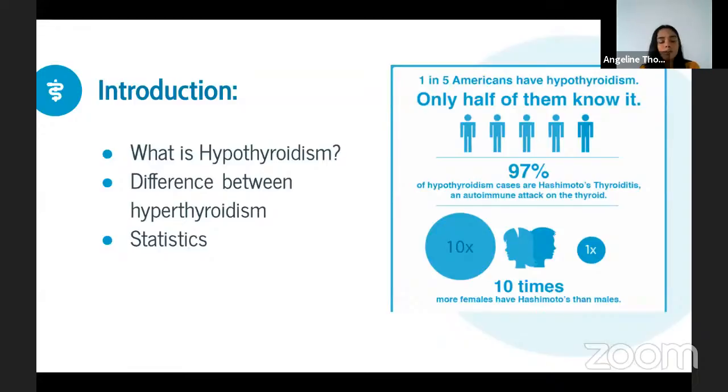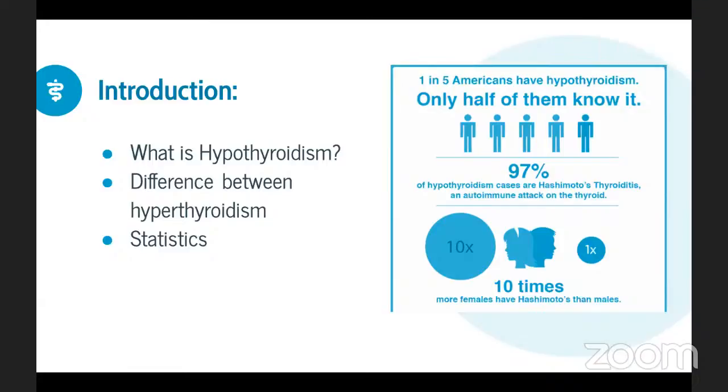The hyperthyroidism part is pretty much the opposite of hypothyroidism, but I just wanted to include that. Another thing I found surprising when researching this topic is that 97% of hypothyroidism cases are caused by Hashimoto's, which is something you may or may not have heard of.